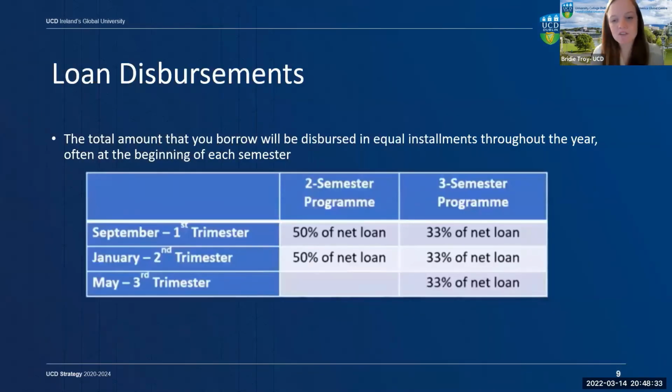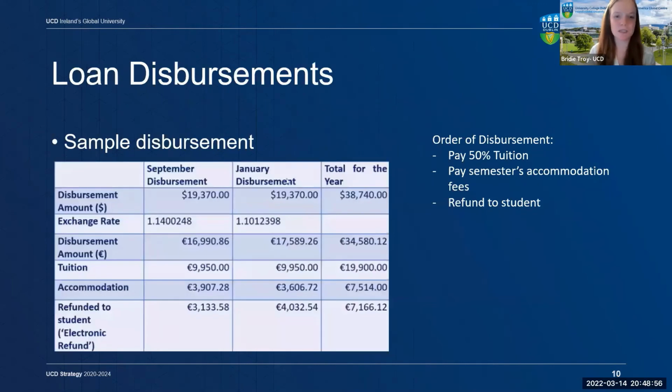So the total amount that you request will be listed in dollars, as I mentioned, with 50% of this total dollar amount distributed in September and 50% distributed in January if you're a 2-semester undergraduate student. If you're a 3-semester graduate student, then you will see a third in September, a third in January, and a third in May. Now, this might get a little confusing, so I've included a sample disbursement just so that you can see it.